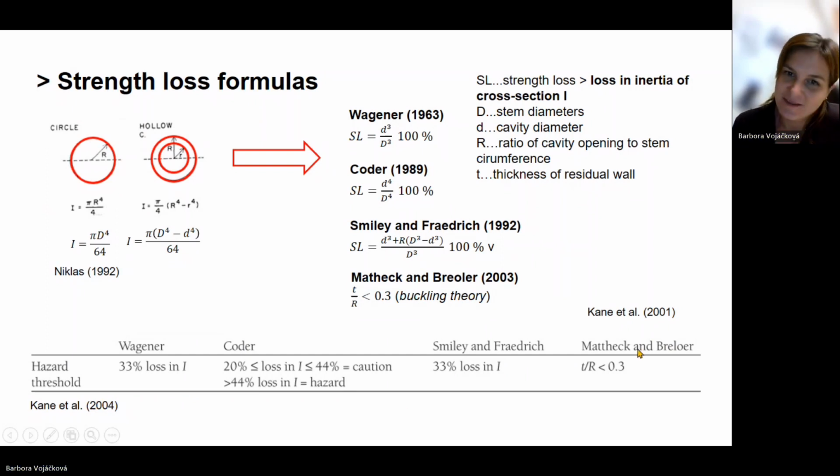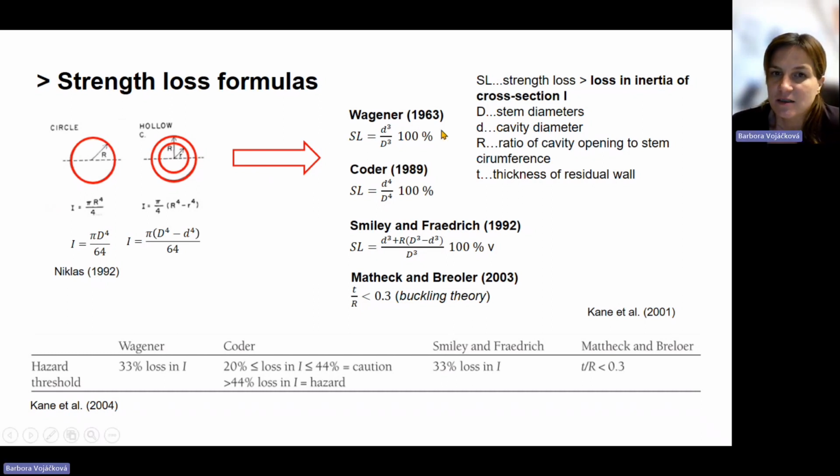But this is a small window into the history, that there were some authors who published several strength loss formulas. It was a tool for tree managers, or for tree assessors, to assess if the tree is stable or not. In the US, they usually use these three approaches, and in Europe, we all probably know the Mattheck formula, which uses the ratio of the thickness of the residual wall and the radius of the stem.